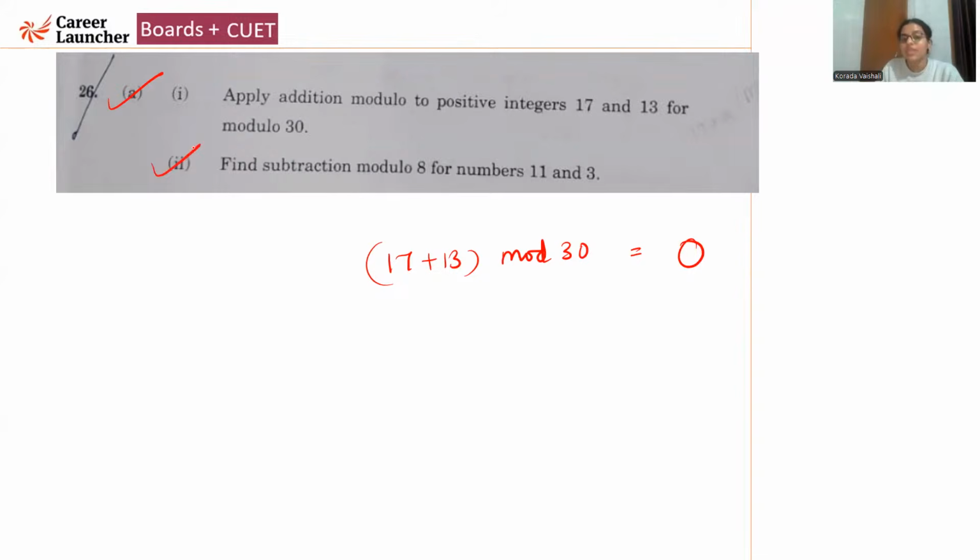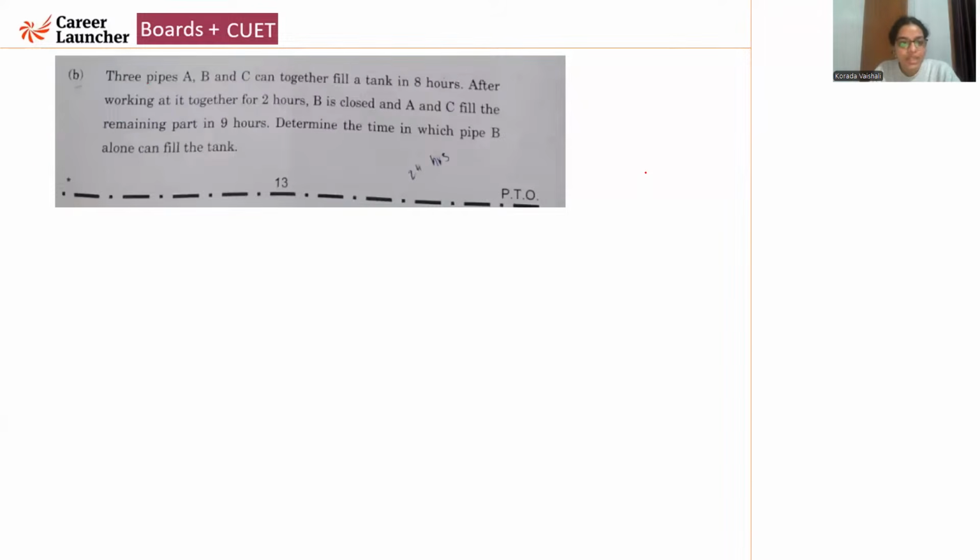Then the next one is find the subtraction modulo 8 of 11 and 3. So 11 minus 3. So again इसमें भी क्या होगा? 8 modulo 8 हो जाएगा. So it is going to be 0. So the answer for both part 1 and part 2 is going to be 0. Now let's see the next part. The next part says that 3 pipes A, B, C can fill together a tank in 8 hours. After working it together for 2 hours, B is closed.